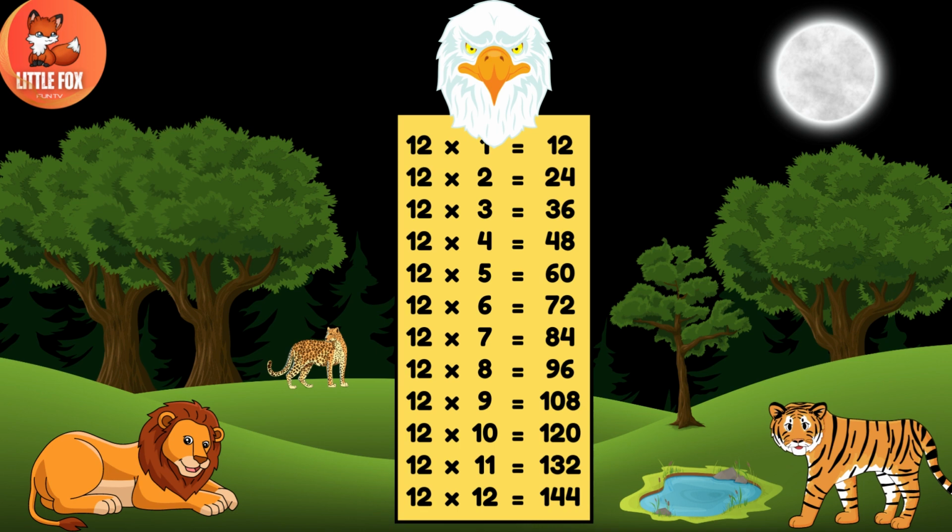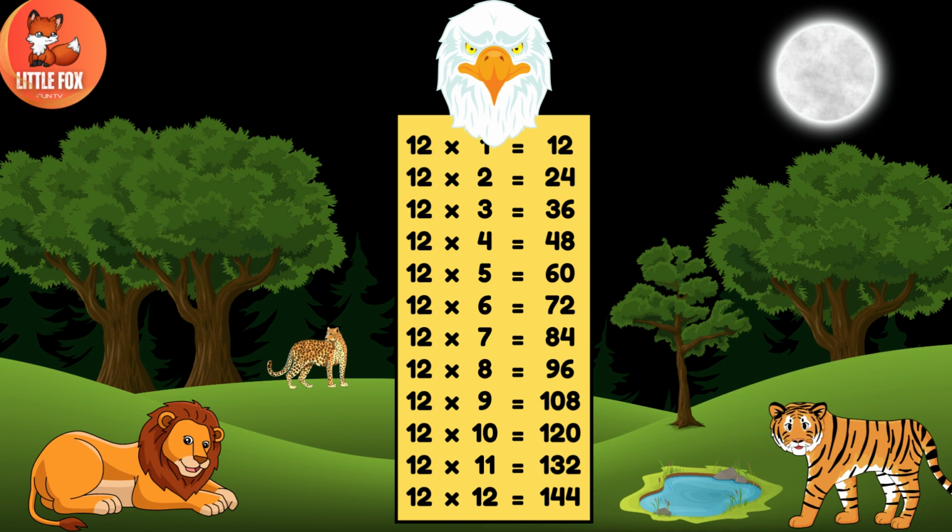12s tables multiplication. 12 multiply 1 is equals to 12. 12 multiply 2 is equals to 24. 12 multiply 3 is equals to 36. 12 multiply 4 is equals to 48.